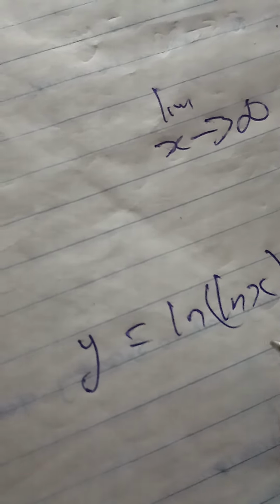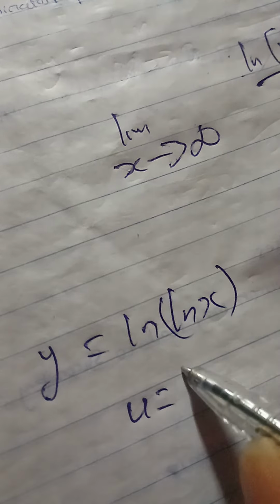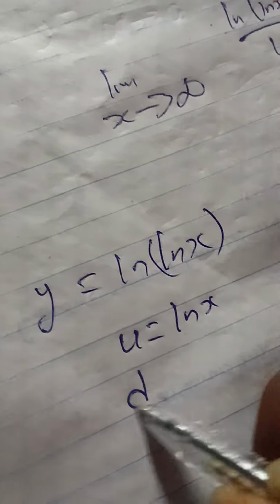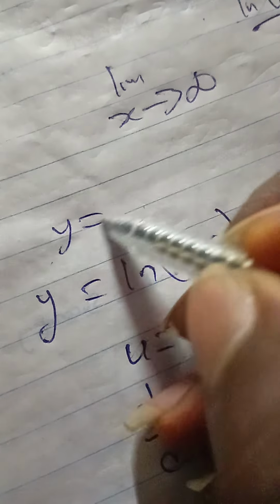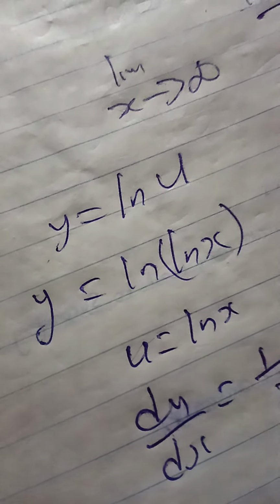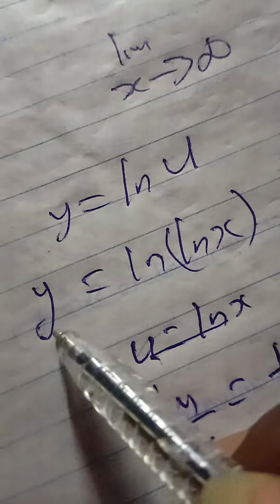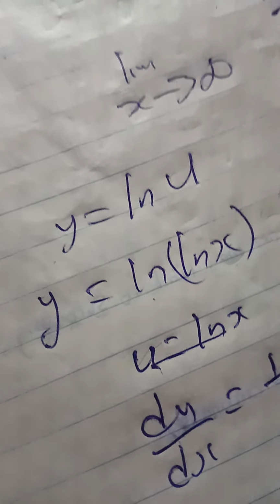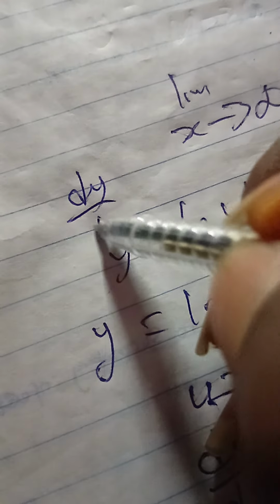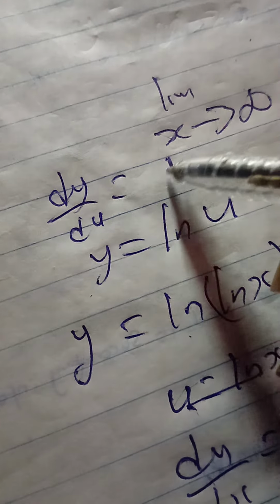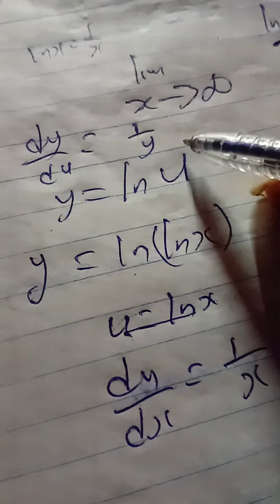To differentiate the numerator, I can say let u equal ln x. Then du over dx will be 1 over x. If u equals ln x, that means y equals ln u. Now dy over du will give me 1 over u. If you differentiate ln x, it's the same thing as 1 over x. So ln u will give you 1 over u.